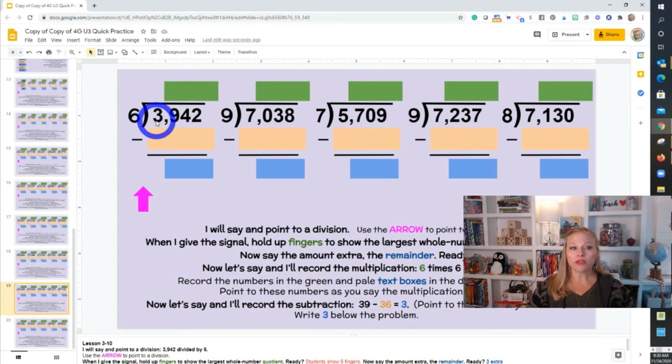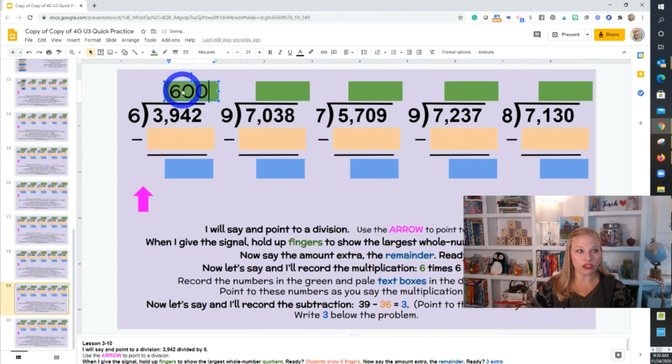Read it with me. 3,942. Again, it's practicing reading numbers, divided by 6. Boys and girls, think about it. And we'd want them to think about what they think that number is going to be. Class, 600. Boys and girls, 600. How many is going to be left over? Okay, so that's how we're going to proceed even into the thousands.